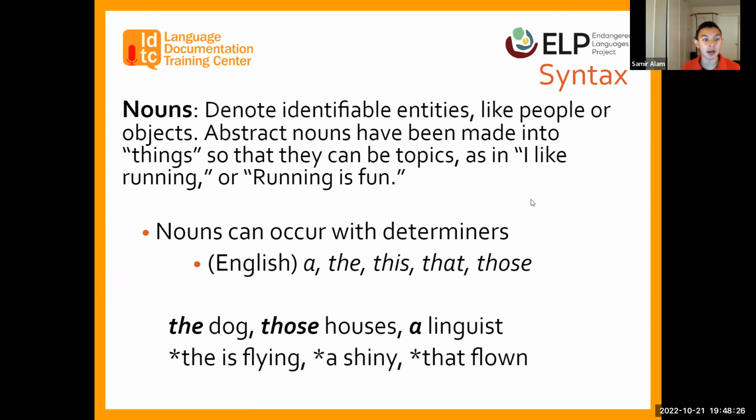All right, so nouns are identifiable entities, people or objects. We can think about them as things. In English, we often learn a noun as a person, place, or a thing. Abstract nouns, we can also have things that are not visible. So running isn't like a specific thing.